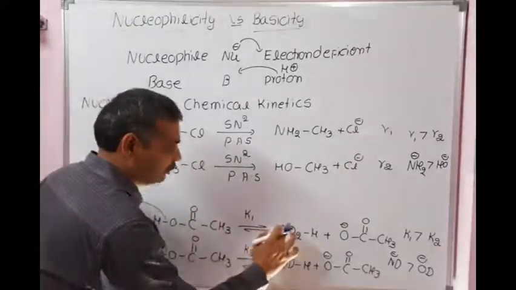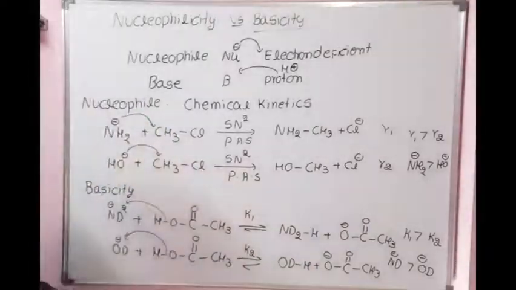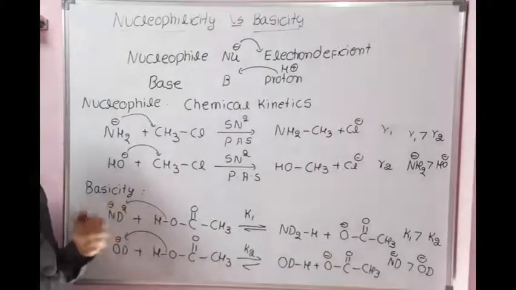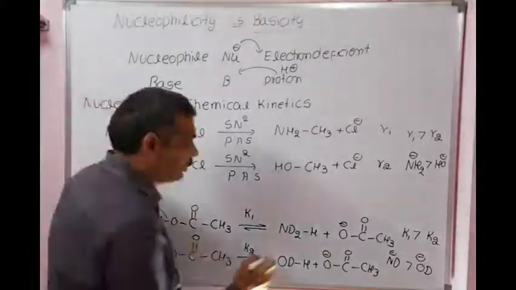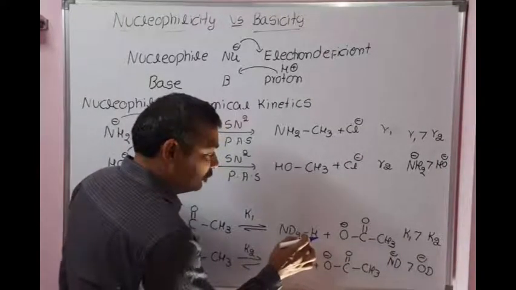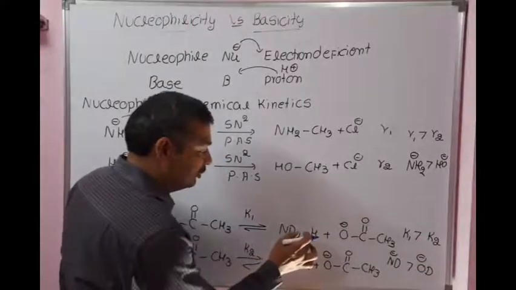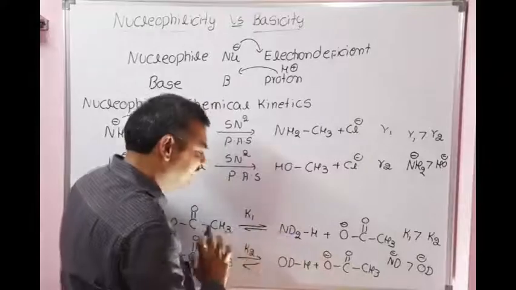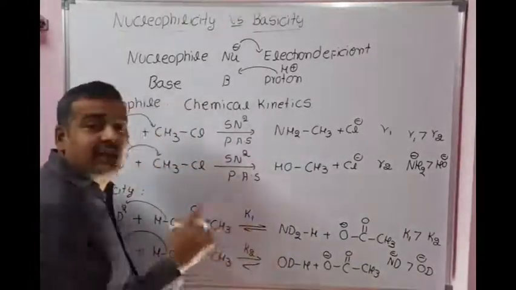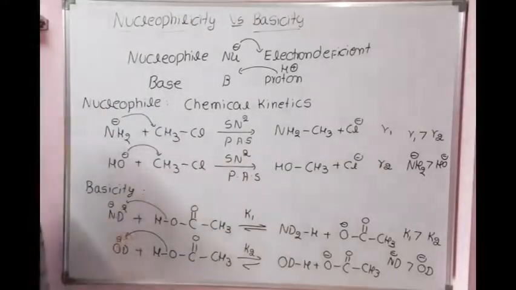This reaction is more favorable, this reaction is less favorable. That's why the value of K2 is a little less. Since the value of K1 is more, ND2 minus is more basic. Also, the bond between N minus, the more basic atom, and hydrogen is stronger and more stable here. This is less stable here. Why is this bond more stable? The reason is the forward reaction is more favorable, because of the higher K1 value. Why is the K1 value more? Because ND2 minus is more basic.